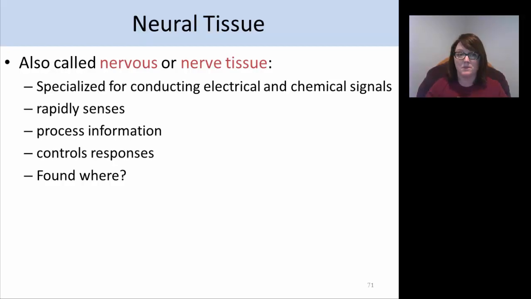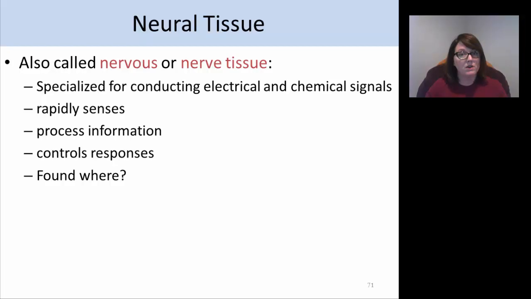For example, we're going to use nervous tissue to send signals to our skeletal muscles in order to control those. So where are we going to find nervous tissue in the body? Well, of course, it tends to be found in the brain and spinal cord. Those are the major places where you're going to find it. But we also find a large amount of nervous tissue in nerves. Nerves are bundles of nervous tissue that run through our arms and legs and our torso, and they're being used to carry information to and from the brain and spinal cord.